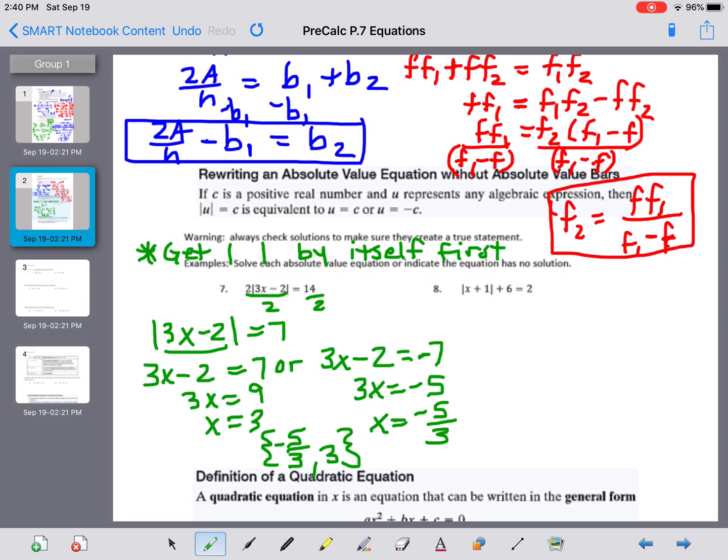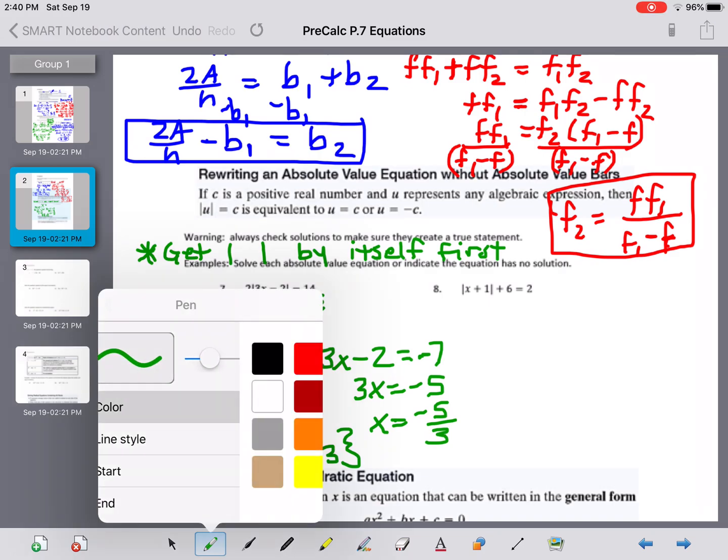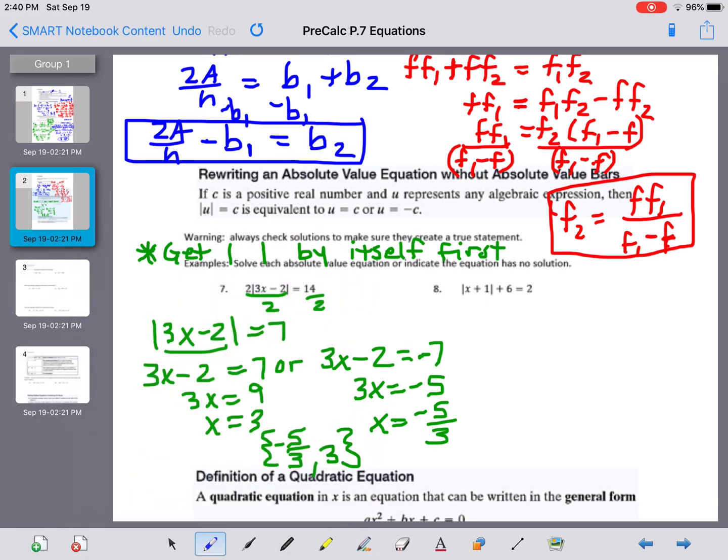All right, second equation for my absolute values here. I have the absolute value of x plus 1 plus 6 equals 2. Always, always, always get your absolute value by itself first. So I subtract 6. The absolute value of x plus 1 is equal to negative 4.